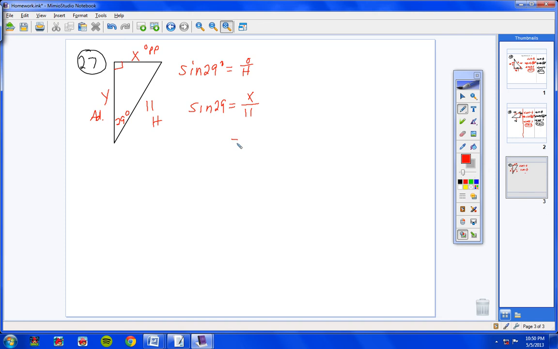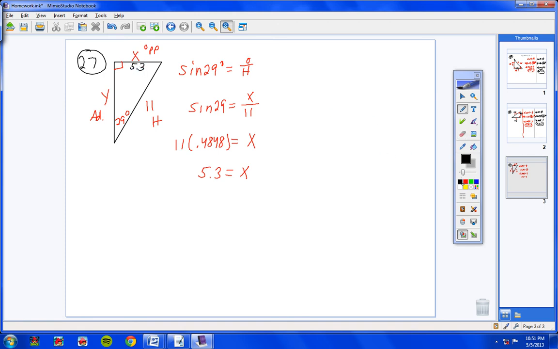Multiply the right side by 11. When you do, the 11's cancel out, leaving you with x. Multiply this side by 11, and you would have 11 times sine of 29. And the sine of 29 is 0.4848. Now multiply these two numbers together, and you will come up with 5.3. And so that would be x. So we come over here, and x right here is 5.3.